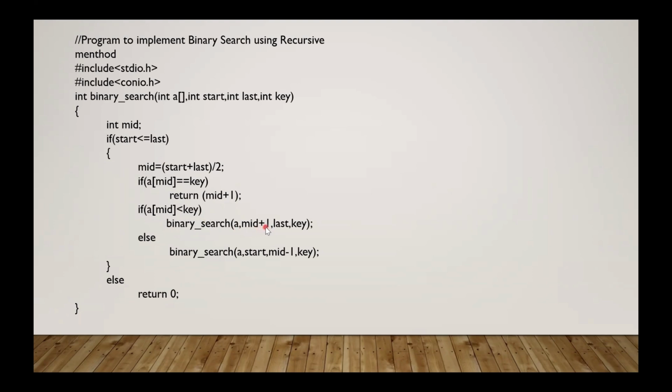Why mid plus 1? Because the mid index value is less than the key, it means the key will definitely be present in the second half of the array. That's why we change the start point. But if it is greater than, it means it is in the first half. That's why we change the last index value. This is the way we are performing the recursive method.